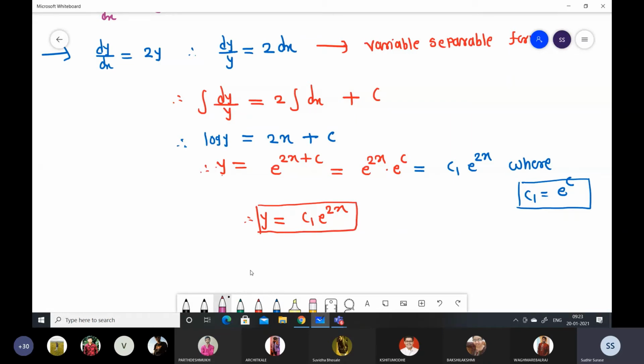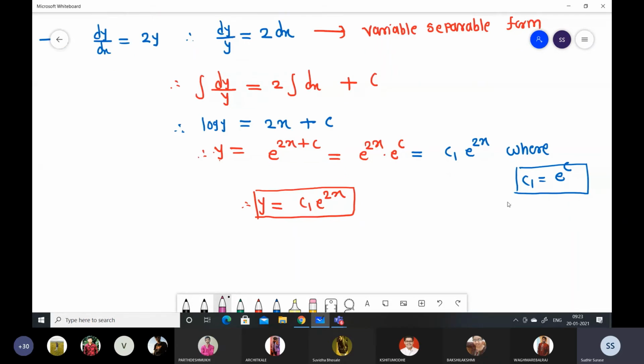Now I don't want to use the variable separable method because it is not applicable to each and every example. Okay, and what about if we deal with the higher order differential equation? So for that purpose, I'm going to use a little different method. So let's see what I'm going to do. So given that dy by dx minus 2 times y is equal to 0.